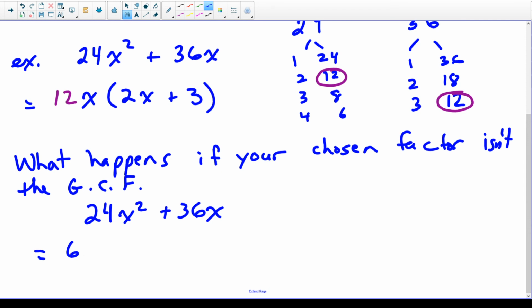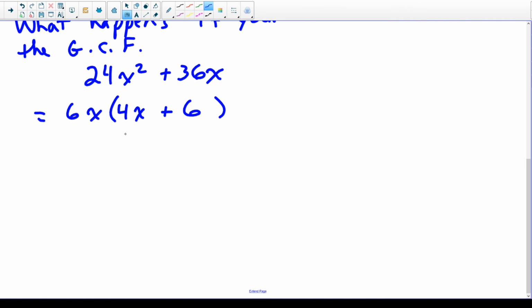Okay, so if I thought that 6 was the greatest common factor numerically, x is still a factor for the two letters. 6 times, or 24 divided by 6 is what? It's 4, and then I'd have an x left over, and then 36 divided by 6 is what? That's 6, and then my x is gone because x divided by x is 1. Well, factoring means pulling out numbers until you can't do so anymore, okay? So you want to be able to divide your numbers completely.